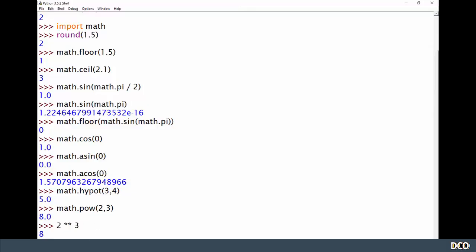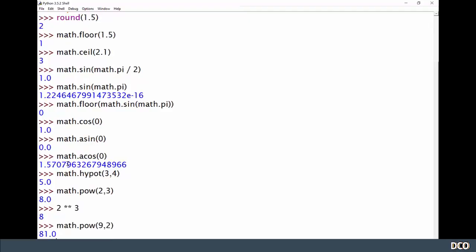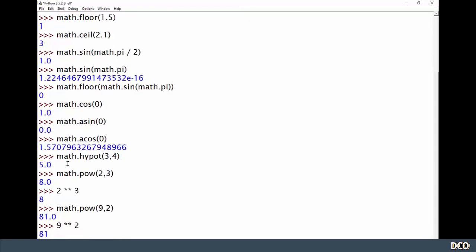So let's take another example. Let's say we wanted to find 9 squared. We could do math.pow of 9, 2. We're going to get 81.0, or we could do 9 star star 2. We get 81 as an integer.